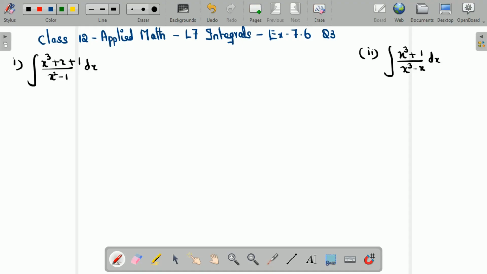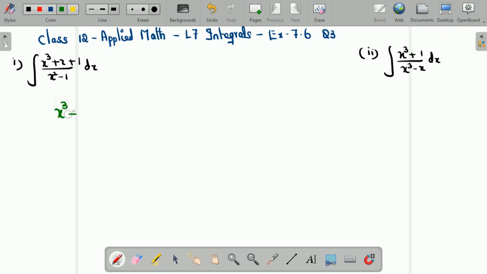In this video, let's find the solution for the third question in exercise 7.6. It has two subdivisions, so we are starting with the first one, integral of (x cubed plus x plus 1) divided by (x squared minus 1). Now if you look at it, the degree of the numerator is bigger than that of the denominator. So we are going to do long division first.